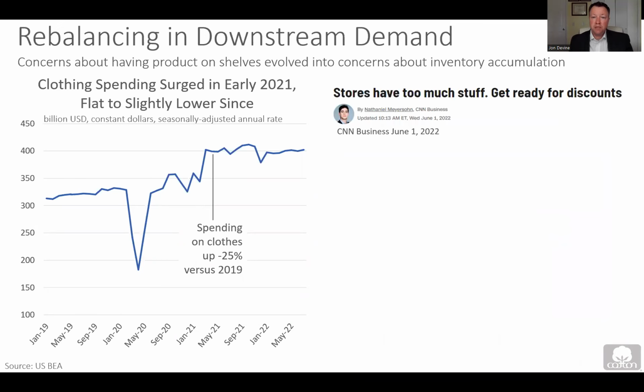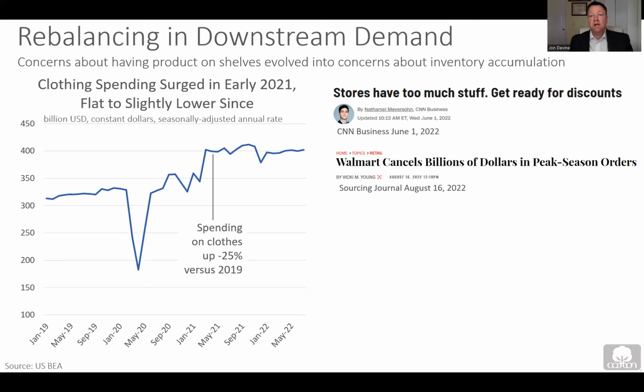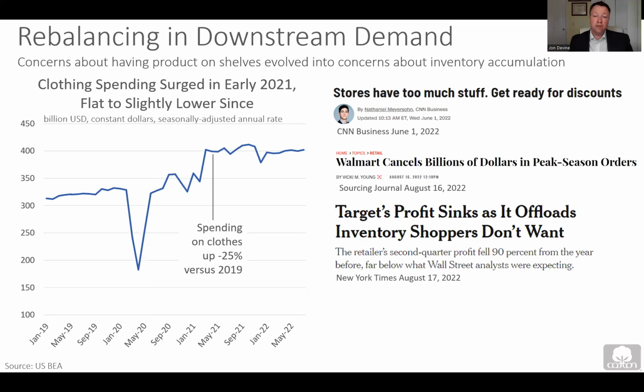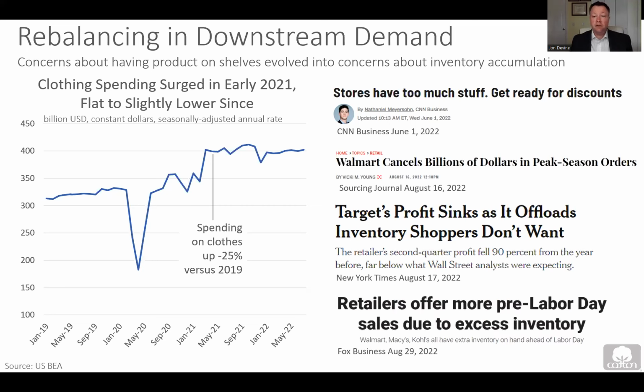So you guys have probably seen these headlines out there. A lot of our major retailers have suffered in terms of their stock prices due to inventory concerns. Stores have too much stuff, get ready for discounts. When retailers discount, it means lower margins, which could mean lower order placement down the road, cancellation of orders ahead of the holiday season, a need to offload inventories, once again cutting inventories. A lot of inventory concern out there, which could mean lower order placement as we look ahead to the next 12 months of imports that are coming from our retailers.